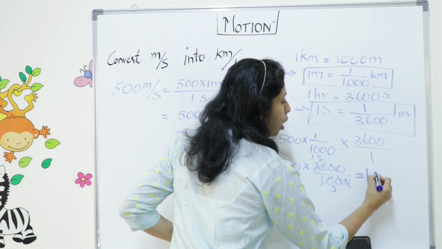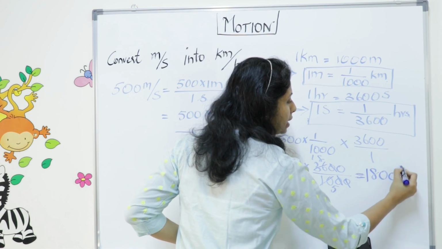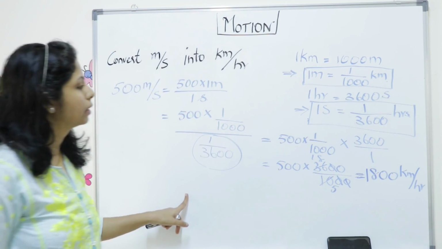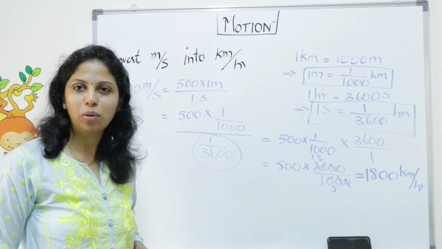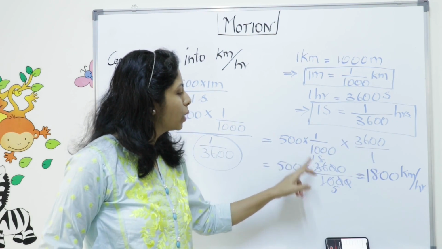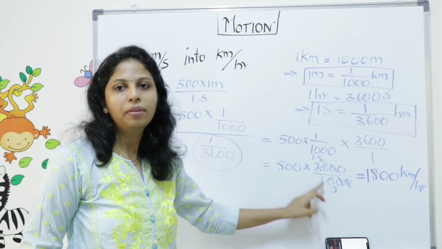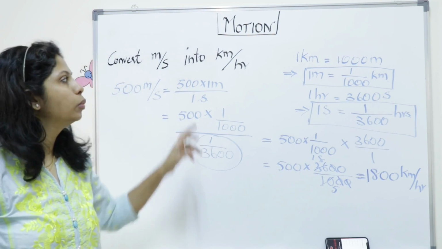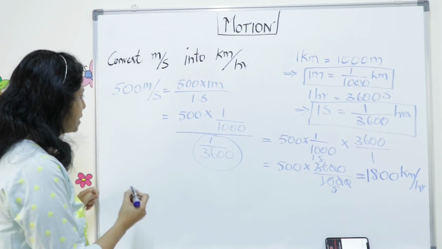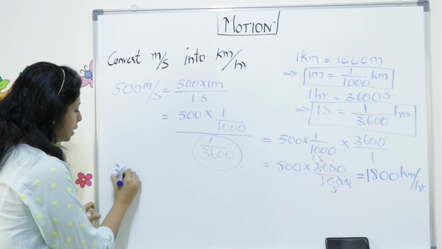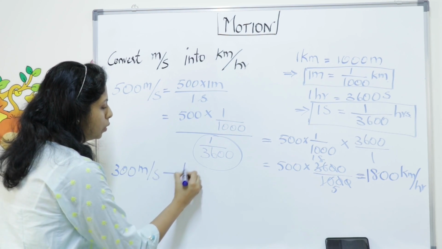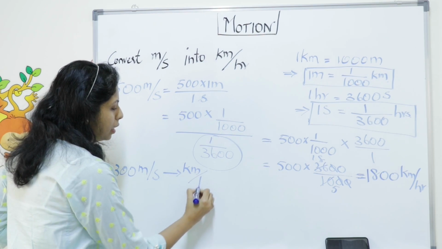Therefore, you will get 1800 kilometer per hour. So instead of writing the whole thing, you can just write 18 by 5 while doing the calculations for converting meter per second into kilometer per hour. For example, let us see. Let's convert 300 meter per second into kilometer per hour.